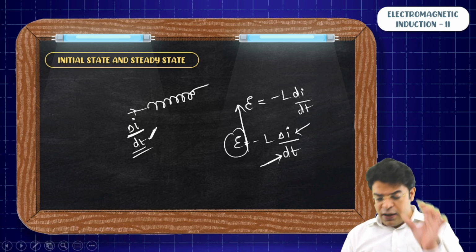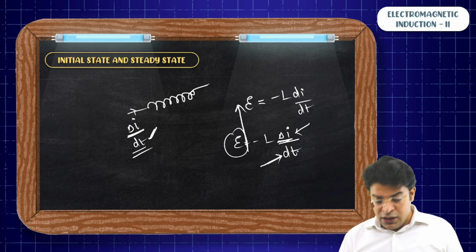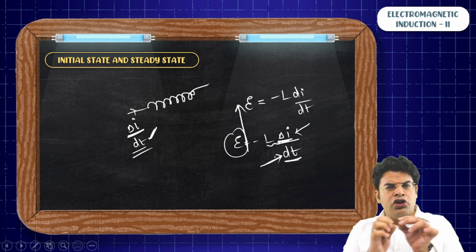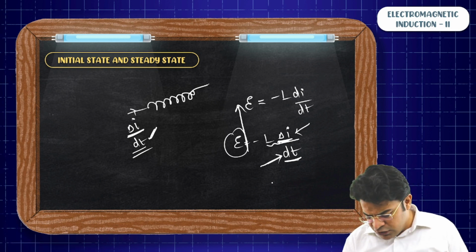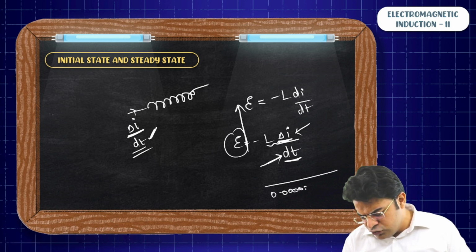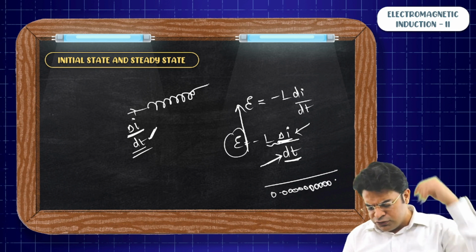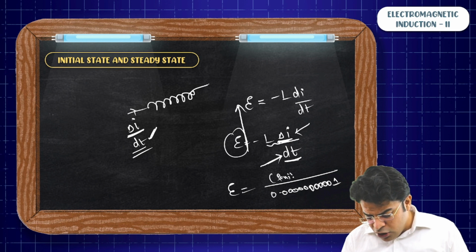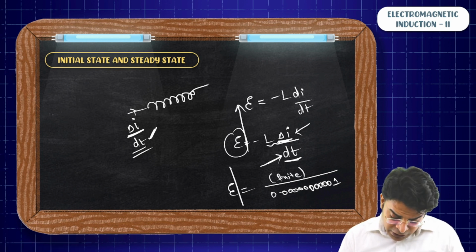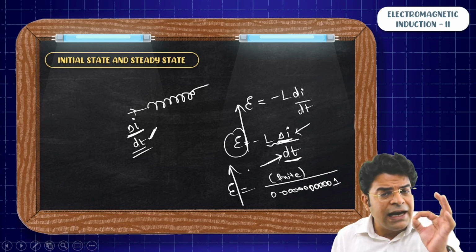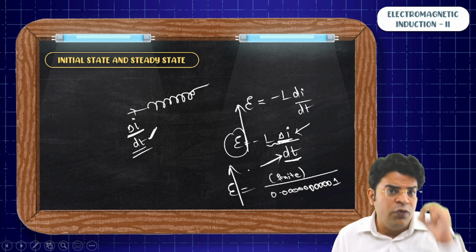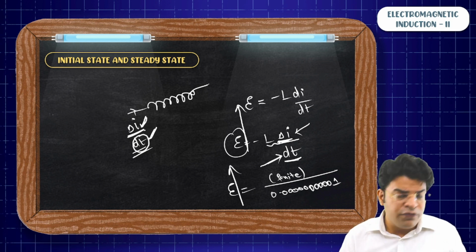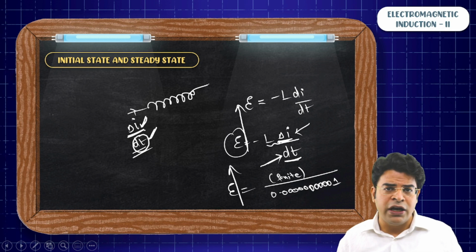Because if there will be a finite change in current in an infinitely small frame of time, the numerator is finite, but the denominator is infinitely small. Think of the denominator to be 0.00000000000000000 and then a 1. So the EMF comes out to be something finite upon an infinitely small number, that comes out to be infinitely large. So do understand that an infinitely large EMF will be required to produce a finite change in current in an infinitely small frame of time, and you are not going to get infinite EMF.